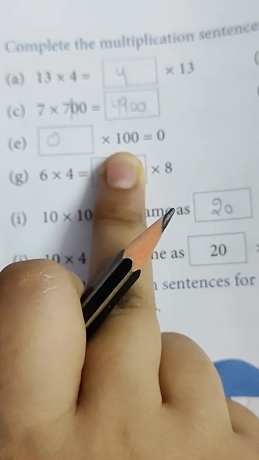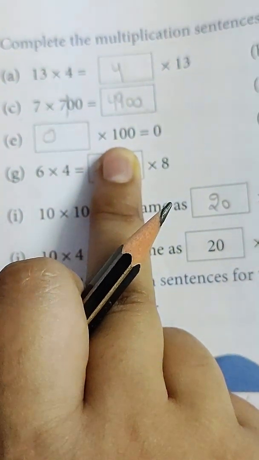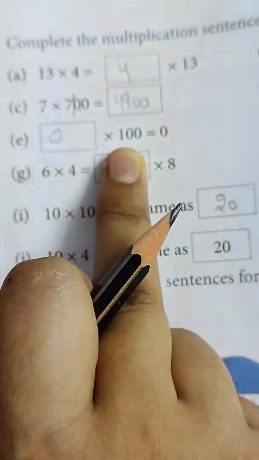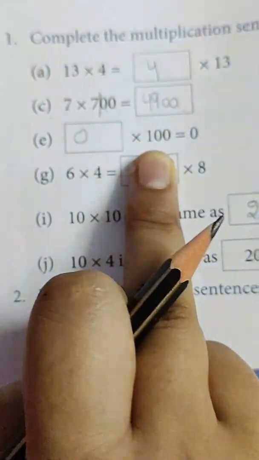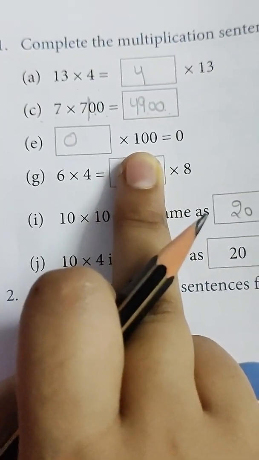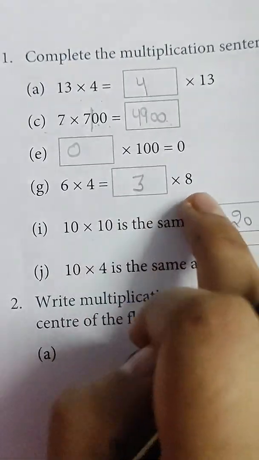So here what you will do is write the 8 table. Now 8 is given. Do we have 24 in the 8 table? Yes, we have 24 in the 8 table. At what number do we have 24? We have 24 at 3. So you will write 3 here.